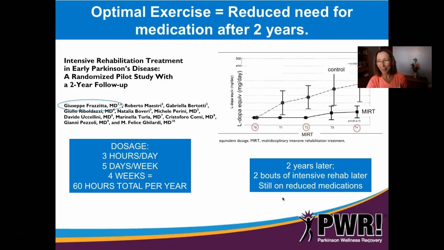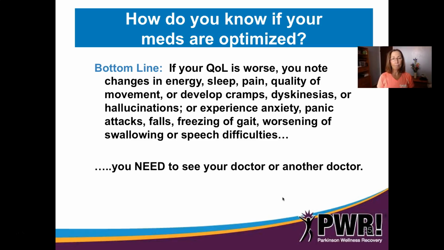intensive rehab therapy. And that line represents how much total dopamine replacement they were taking compared to the control group, which you see is much higher. So the doctor would see them every time they did their intensive therapy. He would see them and he'd say, you're doing so good, I don't think you need more medication. Or maybe I'm going to take you off a little bit because you don't need it anymore. You're moving so well. So a partnership, optimized meds, optimized exercise, the best results.